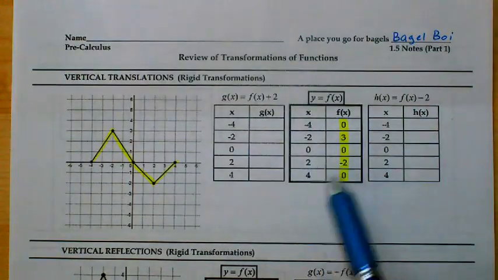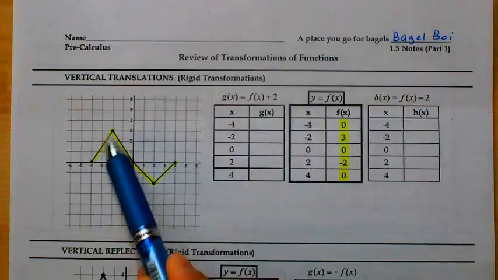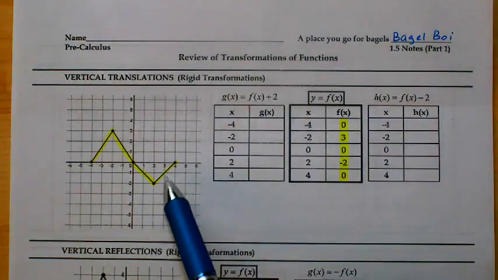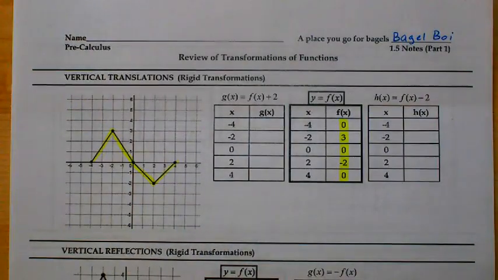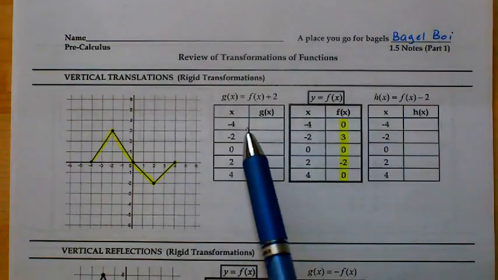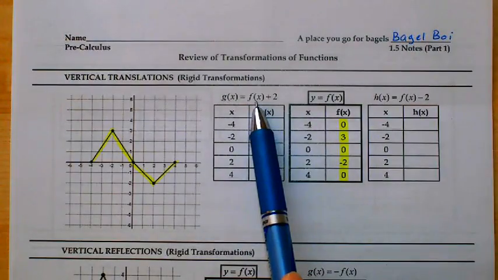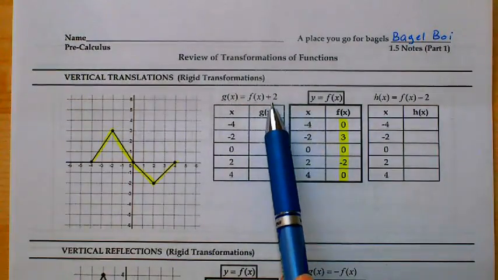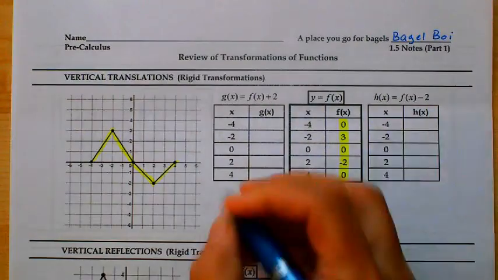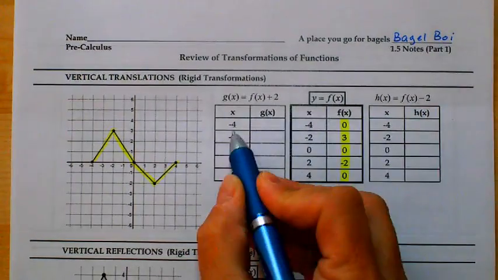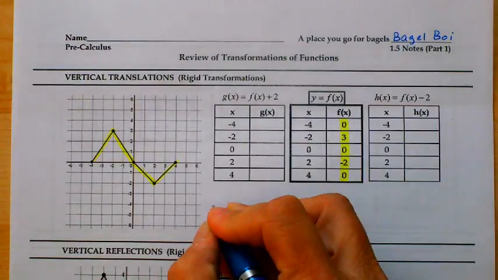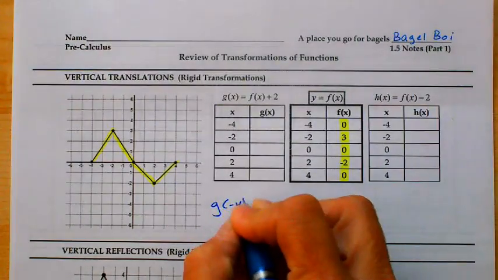So here we have it, a sampling of these 6 points placed together on the graph and connected, and we are going to examine 2 transformations of them. We're going to examine what the equation g of x looks like. The rule for g is that we take the function f of x and add 2. Well, let's think about how that math would look. Let's think first of g of negative 4.